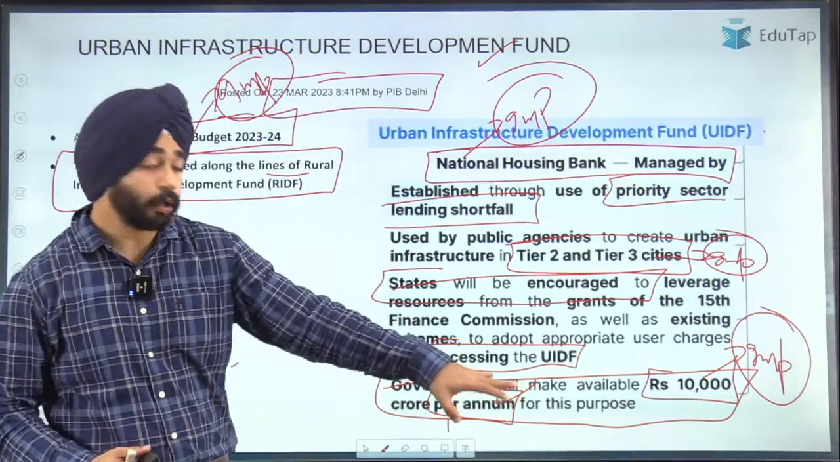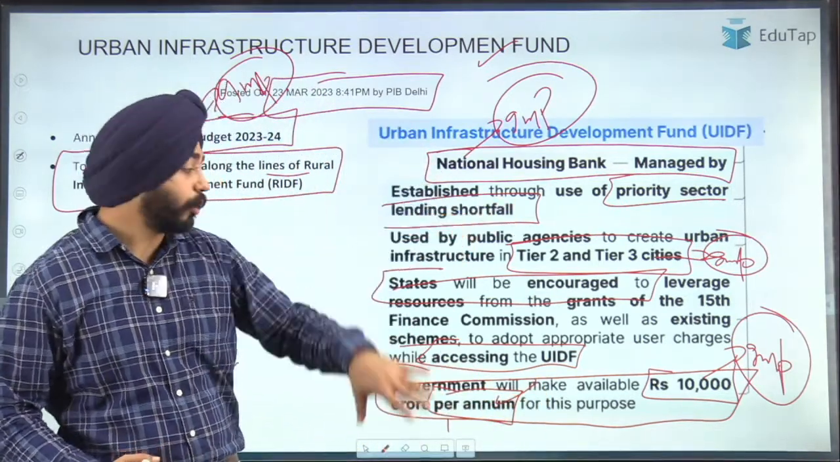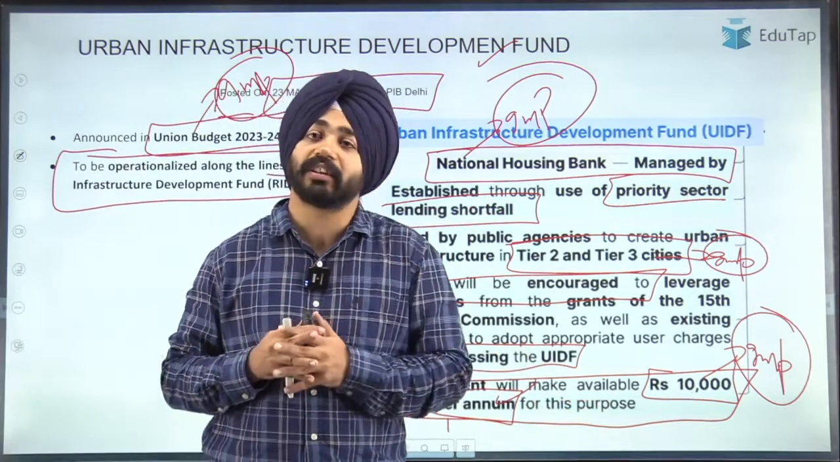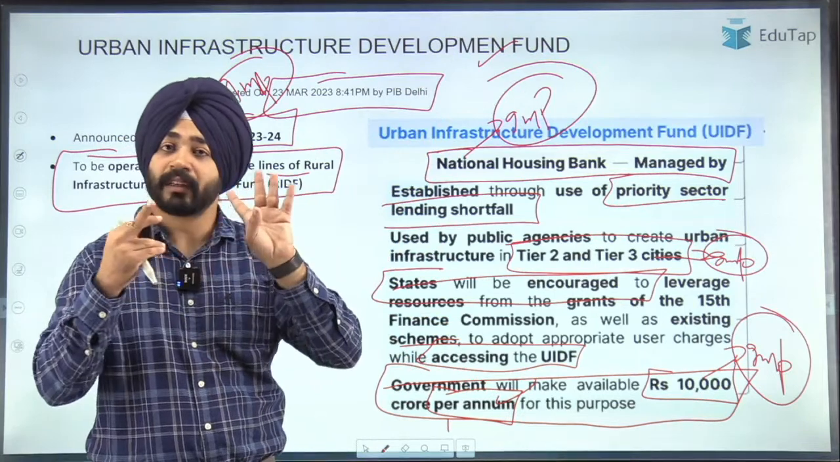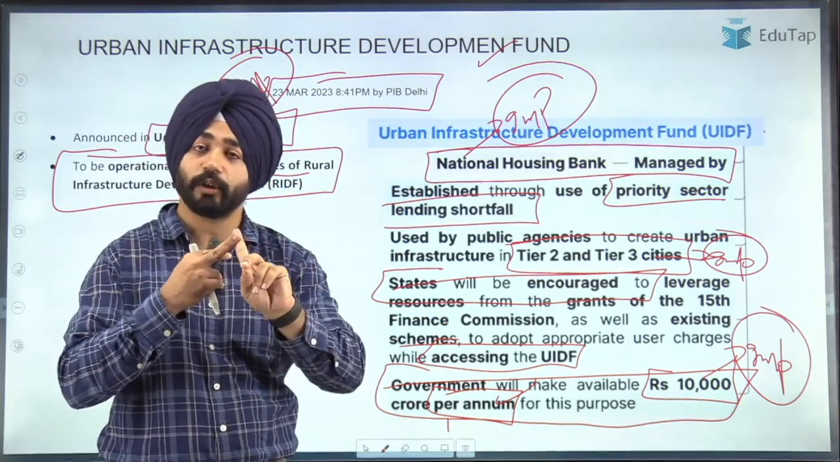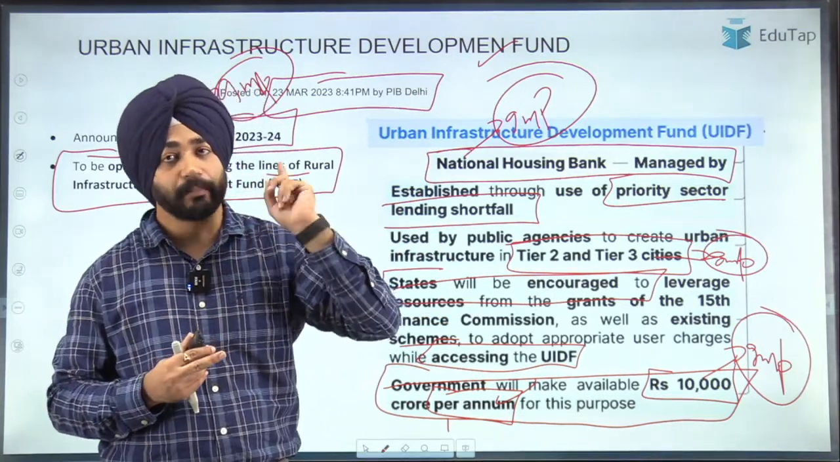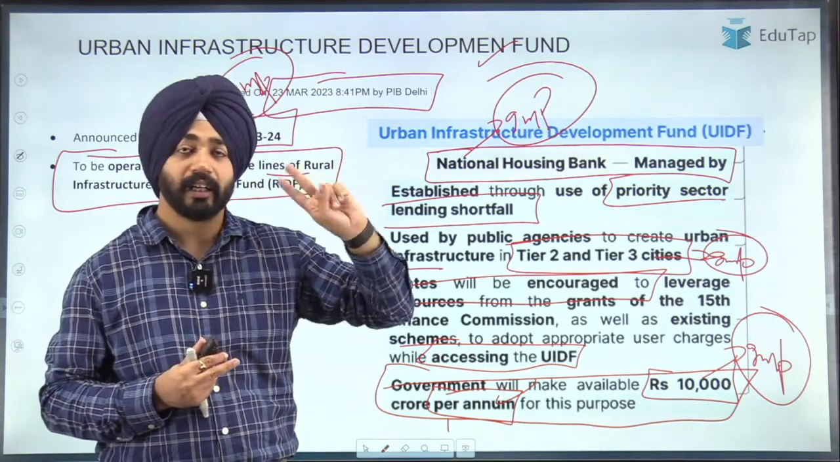So 10,000 crore per annum will be provided by the government for the Urban Infrastructure Development Fund. Now, if I talk about UIDF, guys, there are three things to remember that we've just revised. First, who will manage it? The National Housing Bank will manage it. Okay?